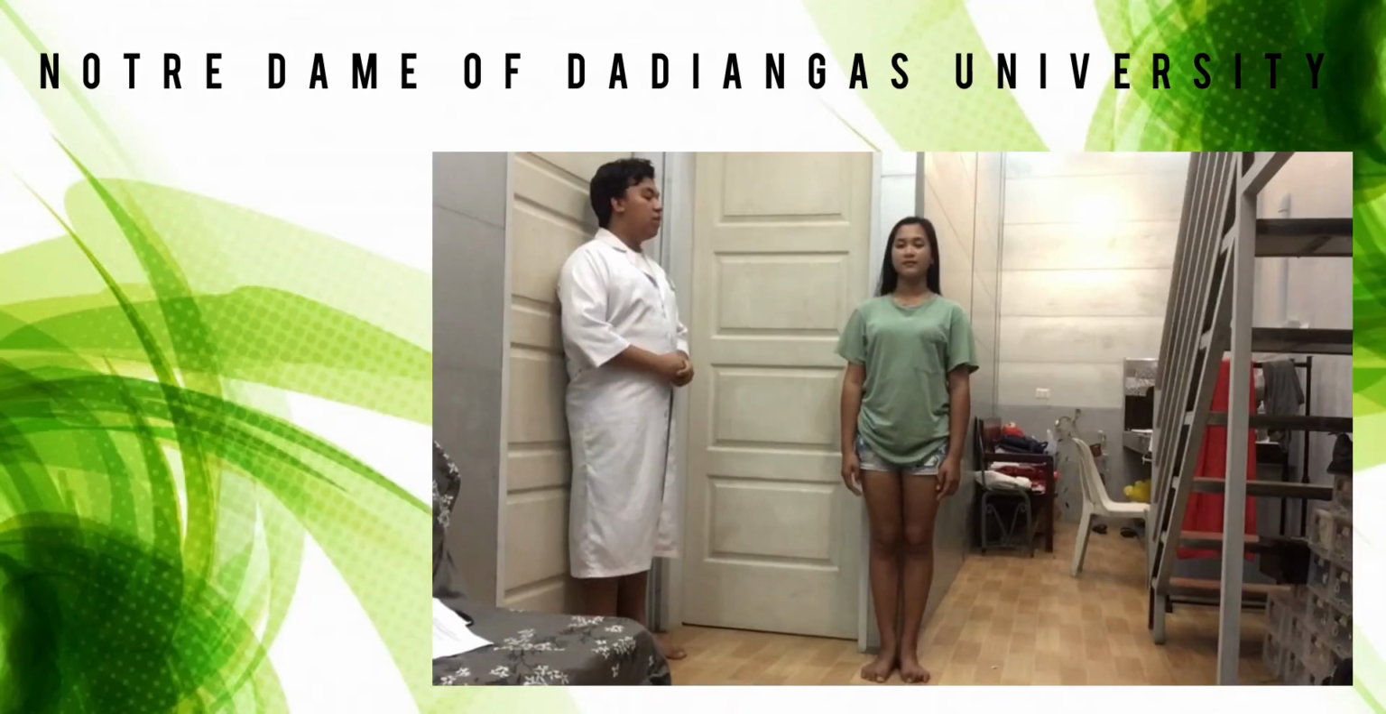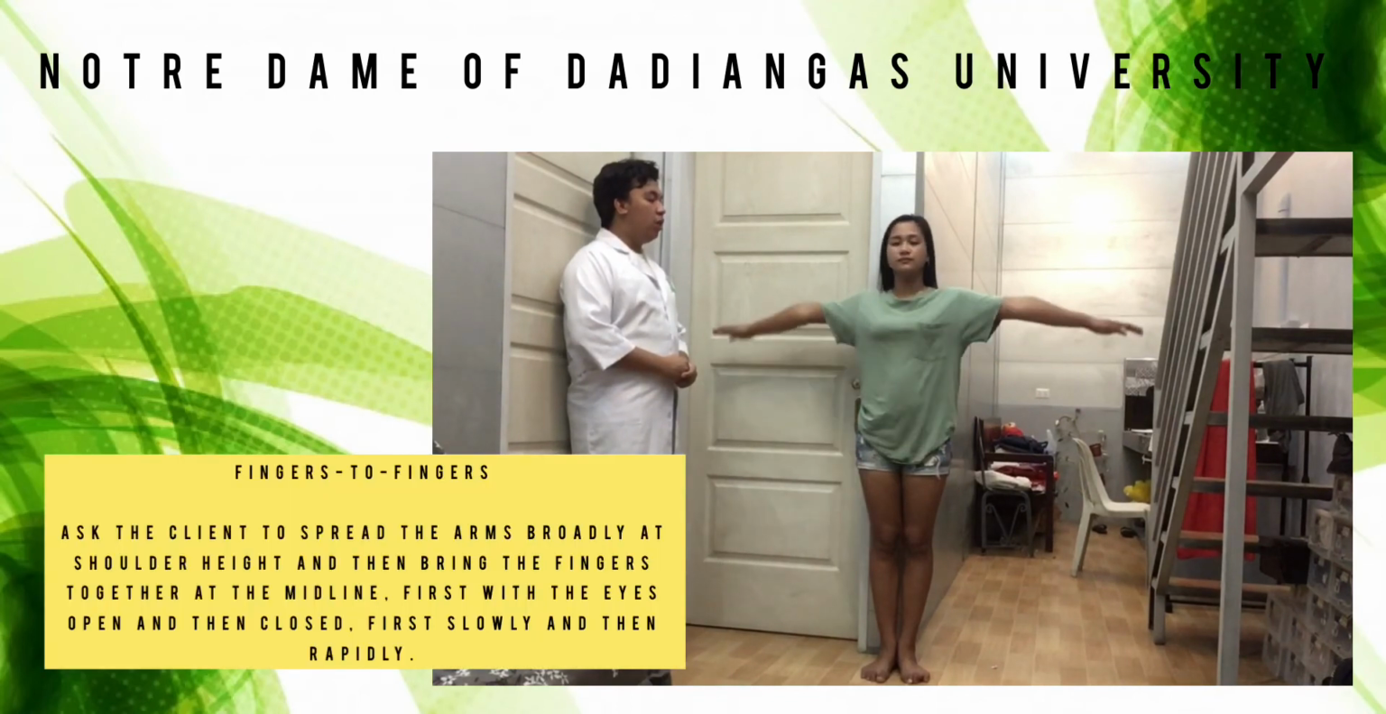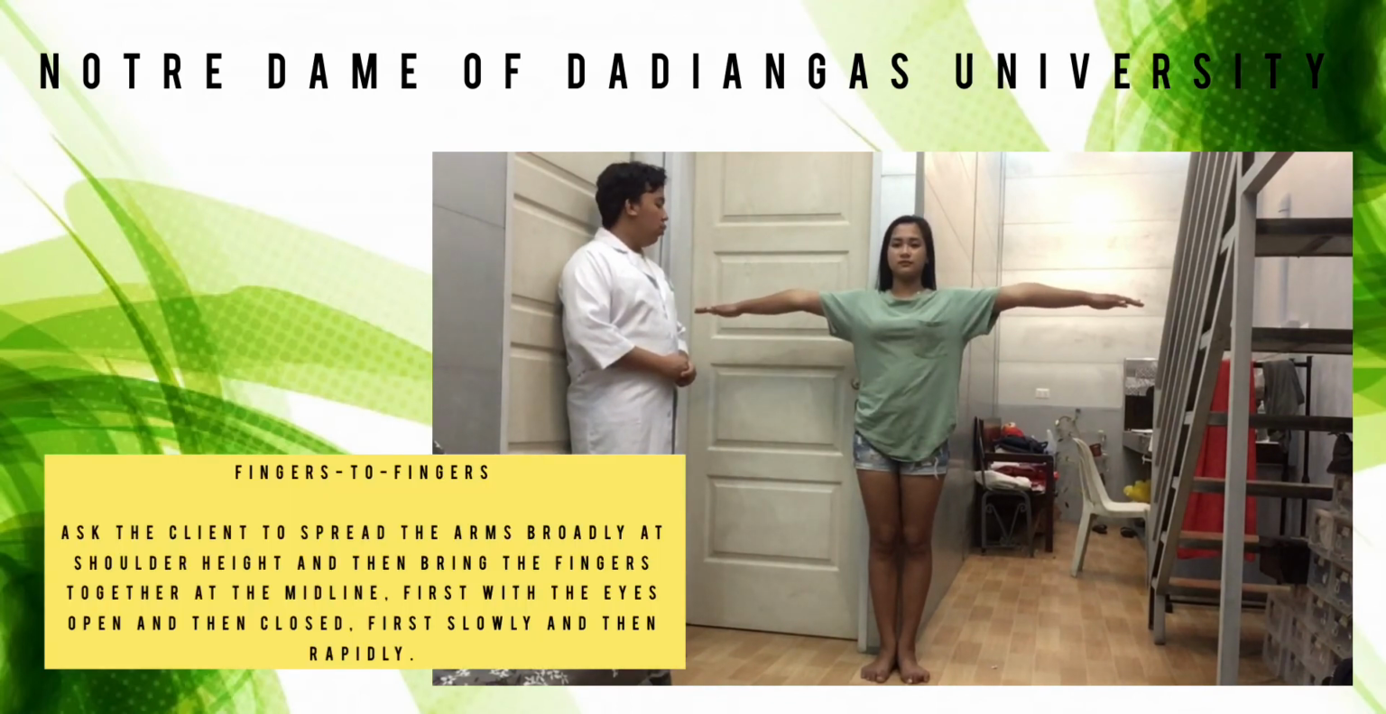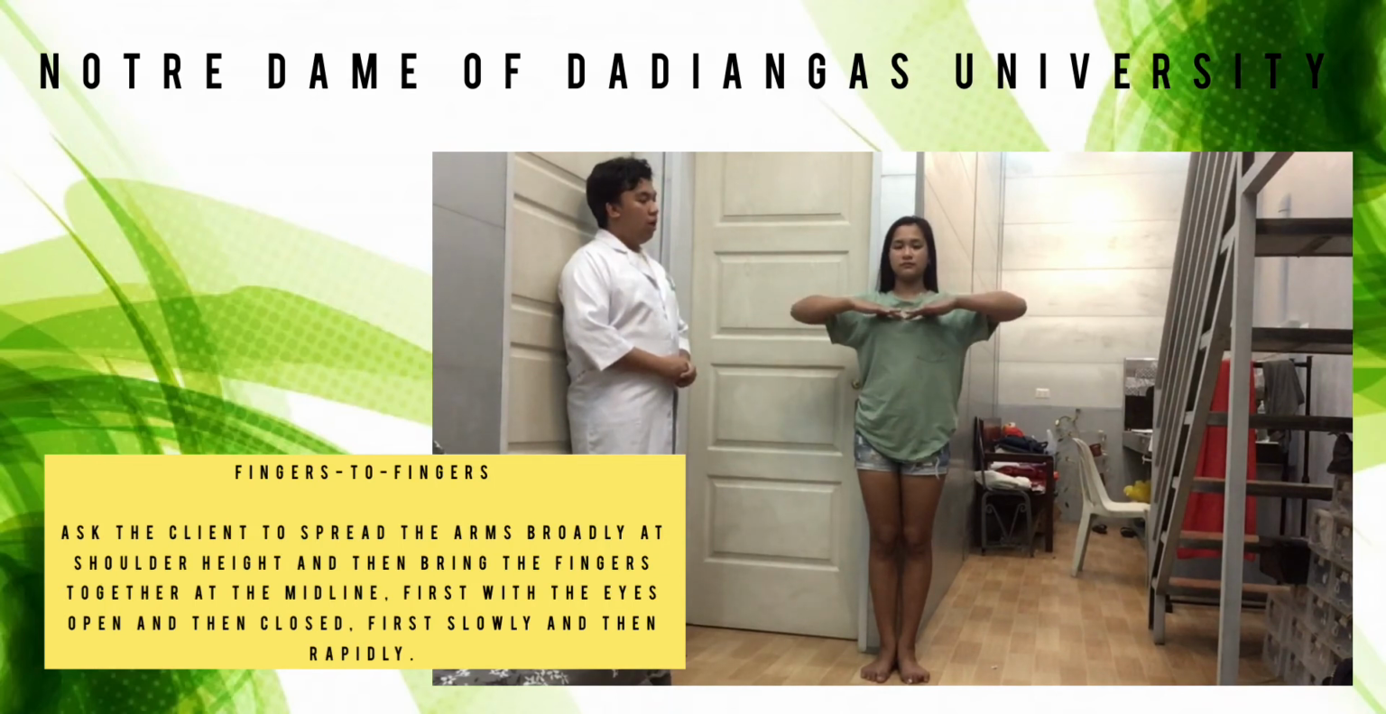Thank you. Extend both arms, ma'am, at shoulder level. Ask the client to spread the arms broadly at shoulder height and then bring the fingers together at the midline of the body. Do it first with the eyes open, and then closed, first slowly and then rapidly, in an increasing rate.